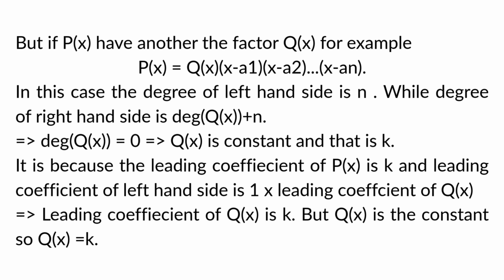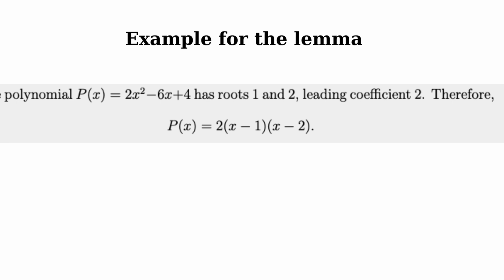Finally, what constant is it? The leading coefficient of p is k, and on the right-hand side the leading coefficient is simply q, so we conclude q equals k. And that completes the proof. Here is the example.